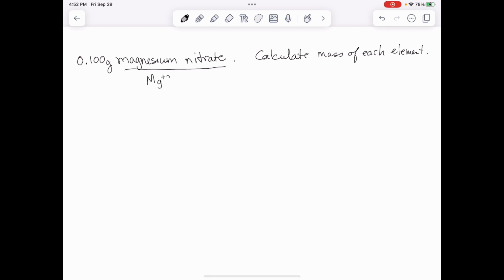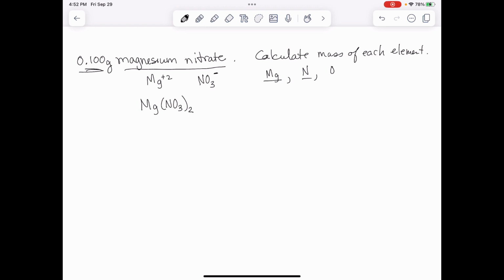Magnesium is a +2. The nitrate ion is NO3 with a -1. And so the magnesium nitrate formula would be Mg(NO3)2. You got to have that. Hopefully it's coming quicker than it has in the past. Each element then means I'm going to have an answer for magnesium, an answer for nitrogen, and an answer for oxygen.